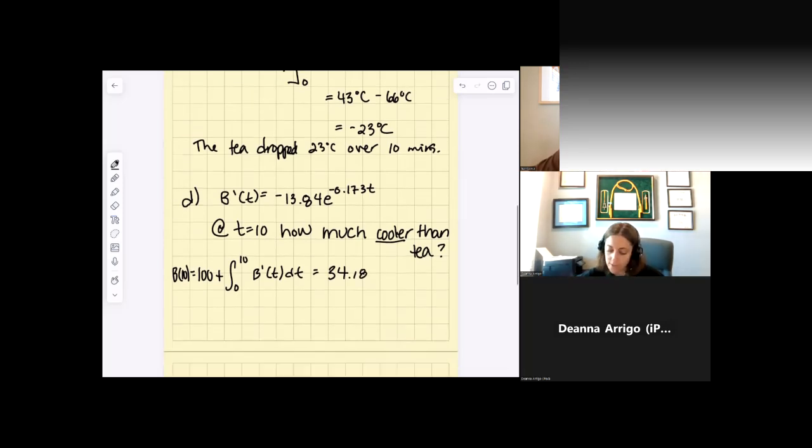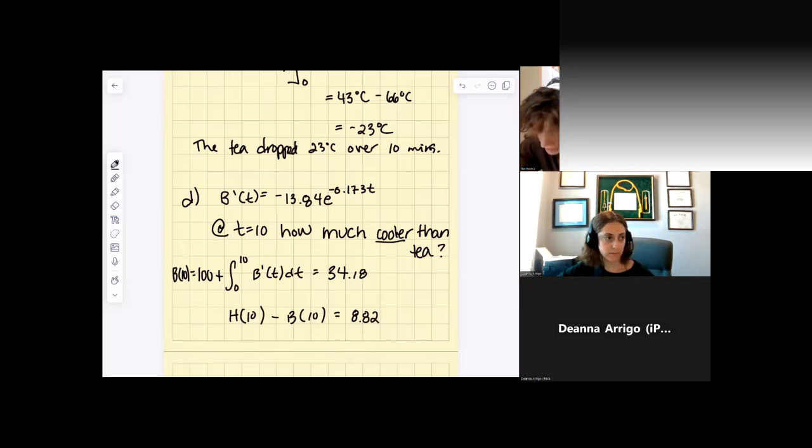But anyway, that's not the answer. Why not? Because you have to find out how much cooler the biscuits are than the tea. So you've got to look at what the temperature was of the tea at 10 and then subtract the answer you got of the b at 10. That's just like 8.82. And what are your units? 8.82 degrees Celsius. Okay, go ahead. Get your pen.